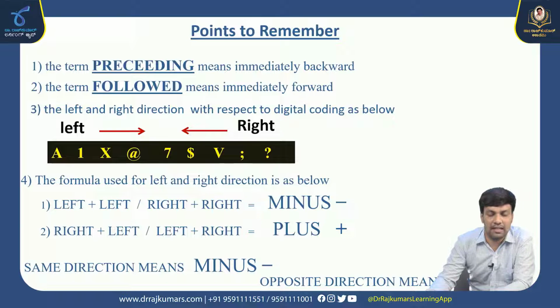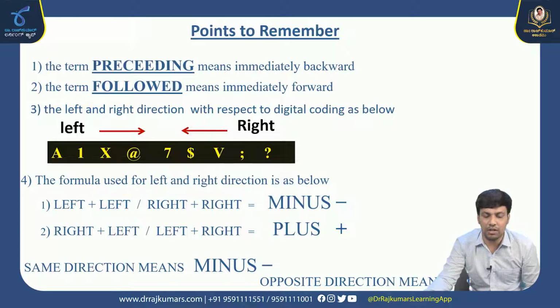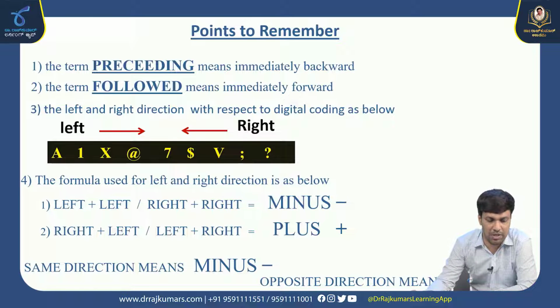First one, the term preceding means immediately backward. Then the term followed means immediately forward. Here the key terms preceding and followed are two words which show the direction of a movement. Third one, the left and right direction with respect to digital coding. Here we have a small tabulation just for understanding left and right direction movements, which consists of number, letter and a symbol. We have left and right direction here. Left means moving from left to right direction and right means moving from right to left direction.